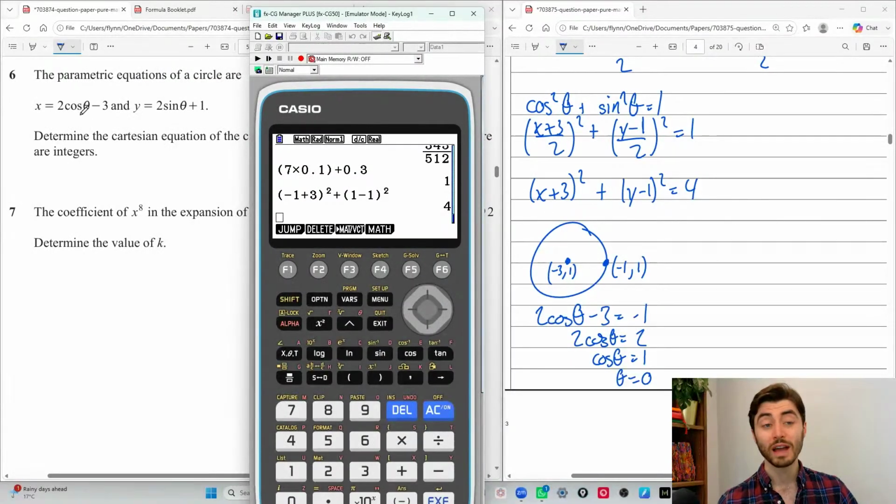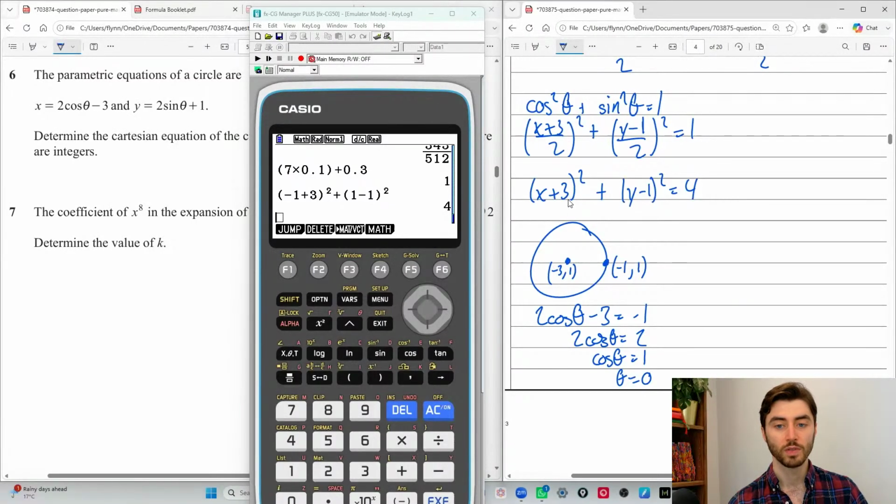In fact, I can keep going around that. So when theta is equal to pi over 2, for instance, that would be 0, so you would get minus 3, 3. And minus 3, 3 is that point up here. So this just does work.